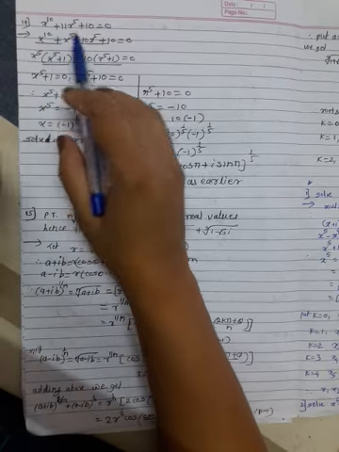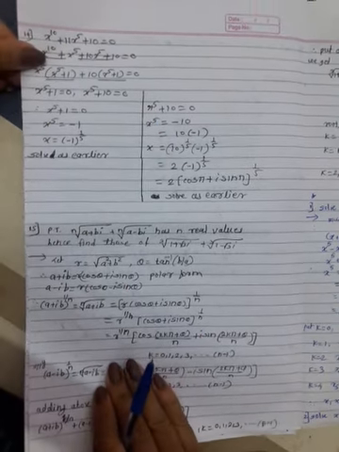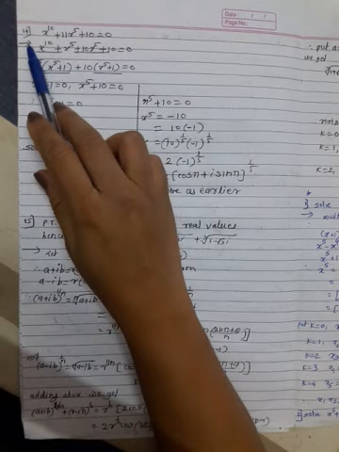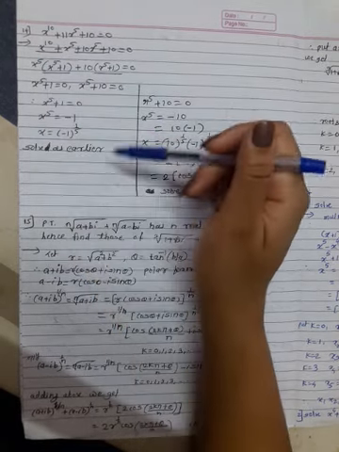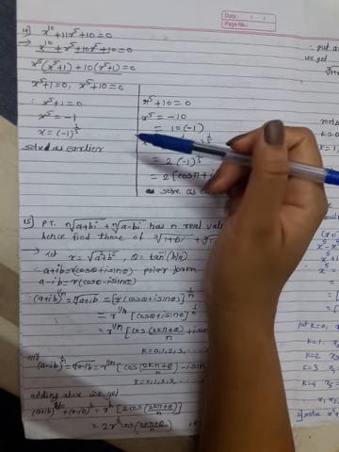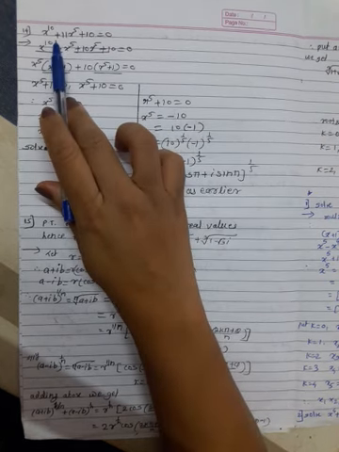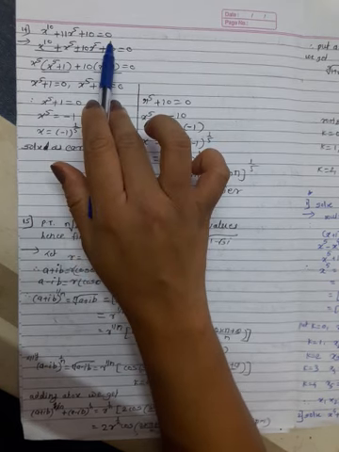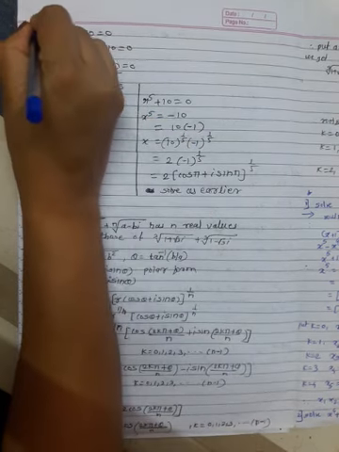Now consider this next example. We have to solve. This is a very easy example. You can solve it on your own. x raised to 10 plus 11 x raised to 5 plus 10 is equal to 0. We have to find out 10 roots. Okay, this is the question. Solve.